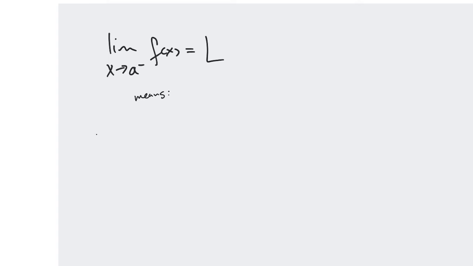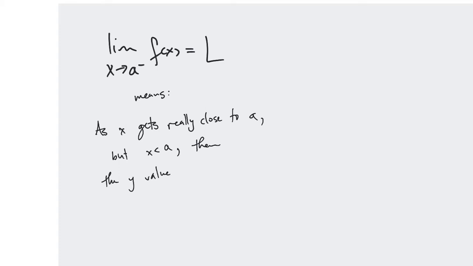So I will say something like, as x gets really close to a, but x less than a. So it's on the left side, if you were looking at the graph, means x is less than a. Then the y value is close to L. This is what the limit from the left means.